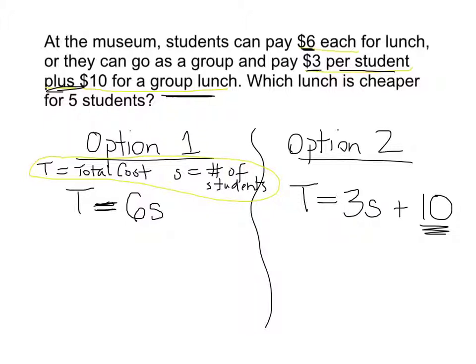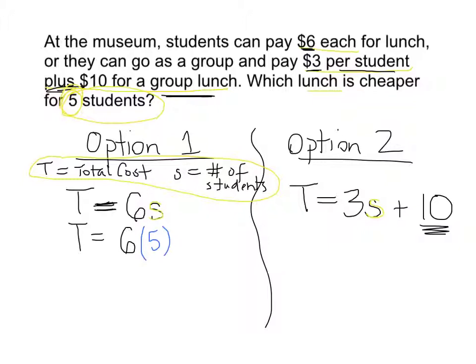Okay? So the question said, which lunch is cheaper for 5 students? So what can we do with this information to solve it? We can replace the s with the 5. Good. So we have s in each equation. Where we see the s, we're going to replace it with the number 5. So the total cost for option 1 would be 6 times 5, right? Because we know that 6s means 6 multiplied by s.